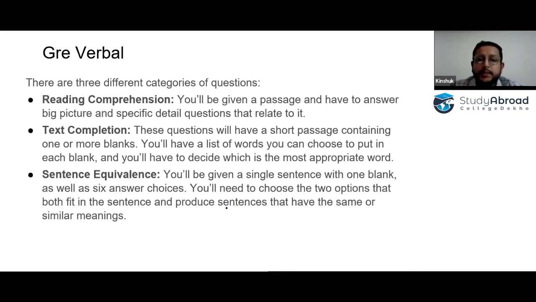The other category is sentence equivalence questions. Here you will always have one blank only, but your answer choices will be more. You will get 6 answer choices, and out of those 6, 2 will be correct. So they will again be testing you on the same scale, but in a different manner altogether. All right, let's go to our section, reading comprehension, for the demo class now.